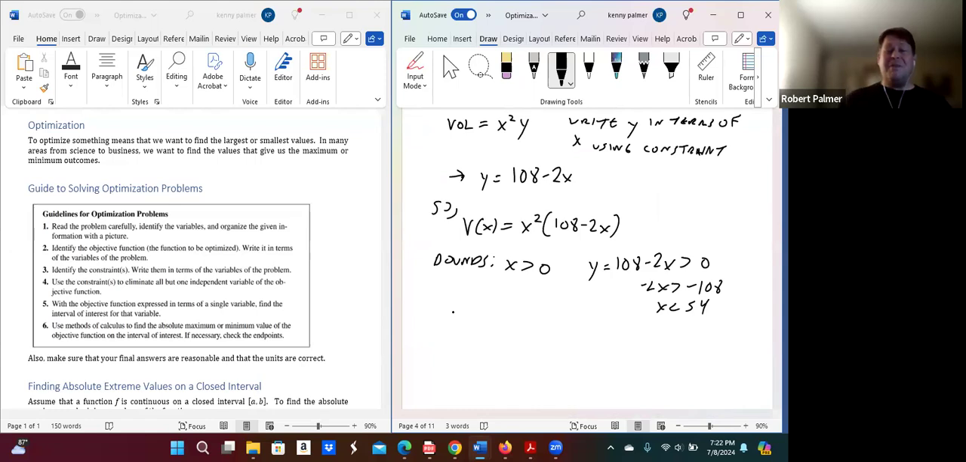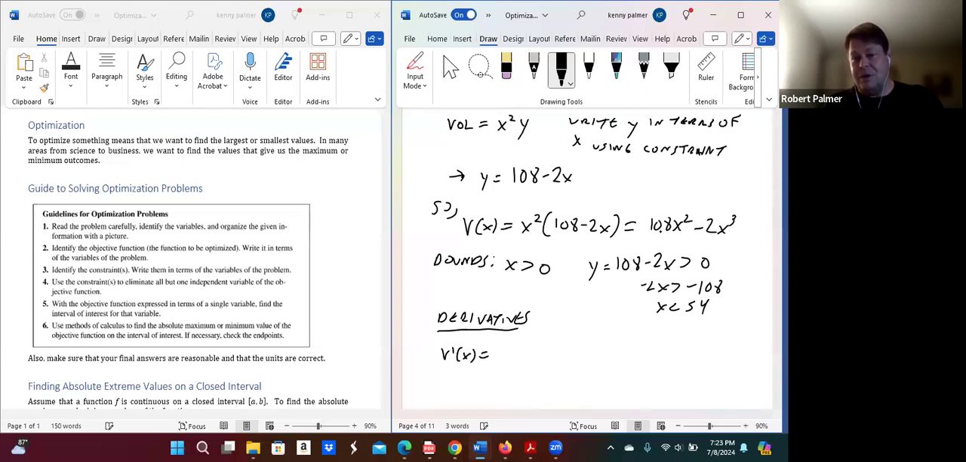Okay, now this is going to follow kind of the same pattern as the last one. So now that we have our function, and one more thing, I'm going to distribute this. So 108x squared minus 2x cubed. Let's find the derivatives. Okay, so V prime of x, the first derivative, is going to be 2 times 108, which is 216x, minus, and the derivative of negative 2x cubed is negative 6x squared. And then the second derivative is going to be 216 minus 12x.